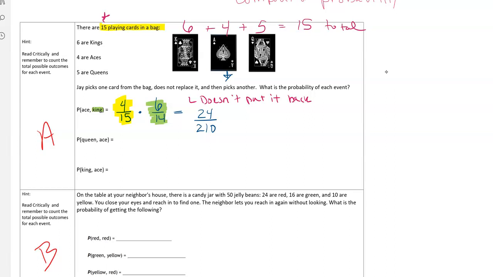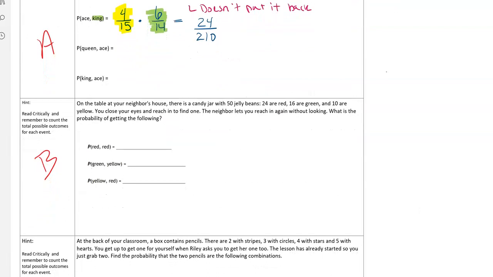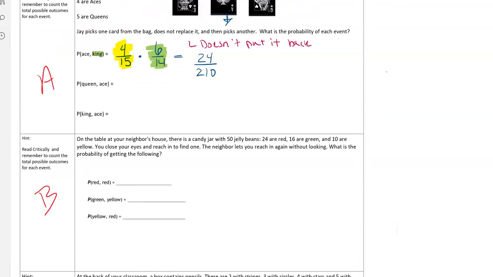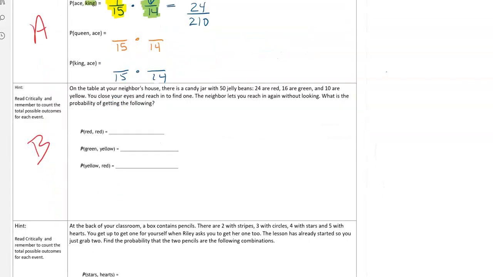So now you need to do the same thing for the probability of a queen and an ace, and then a king and an ace. Now remember, the first time you pull, there are 15 in the bag, but the second time there will only be 14. So make sure you find the probabilities for each selection and then move on.